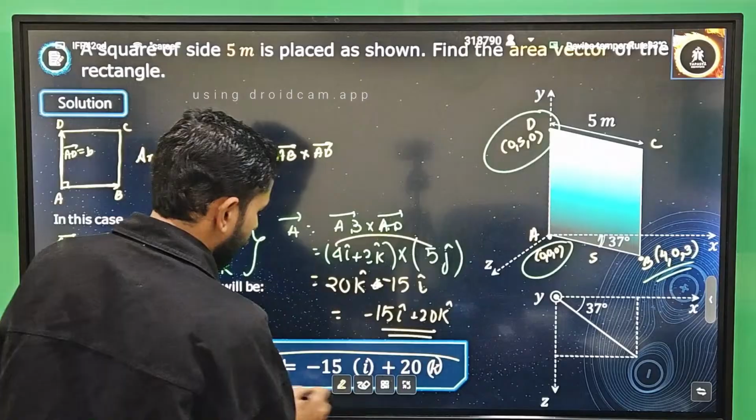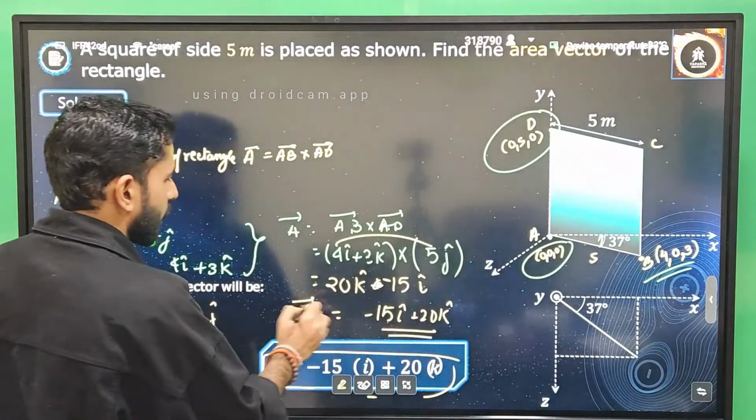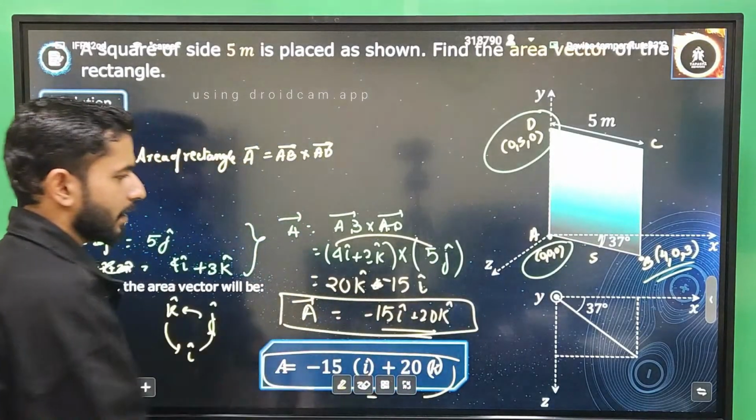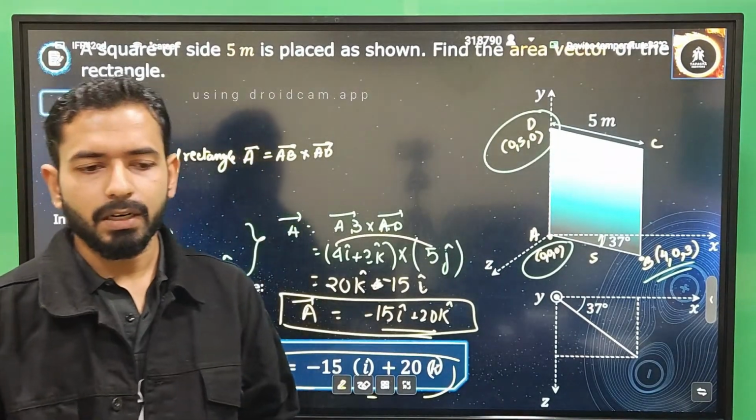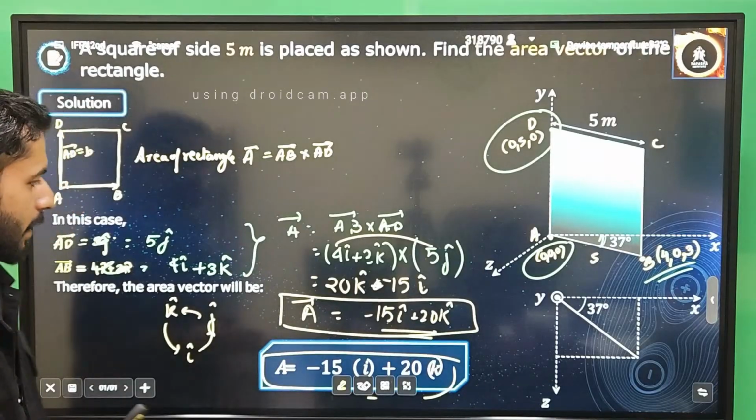See, this is the final answer. This is your area vector that you are getting. So till now, I guess you have a sufficient feel that area is a vector quantity that you always have to take. Okay.